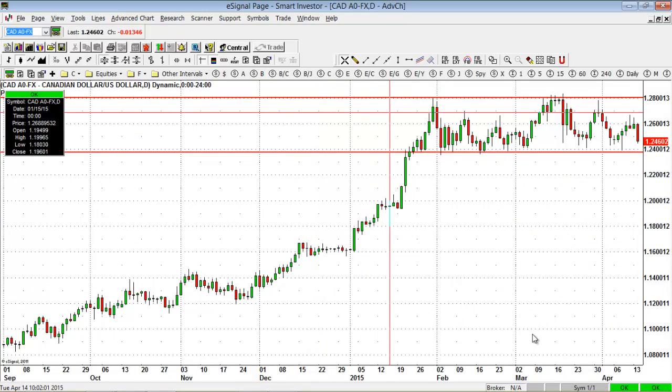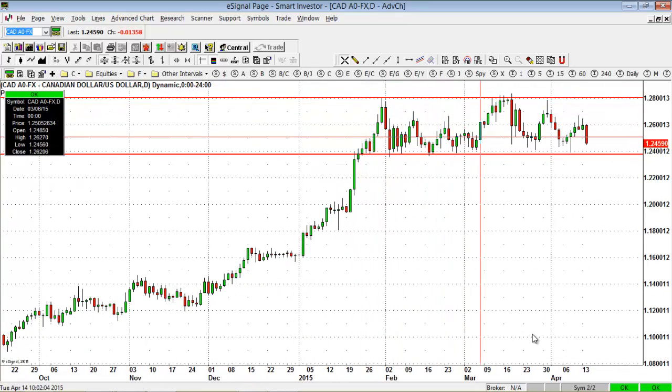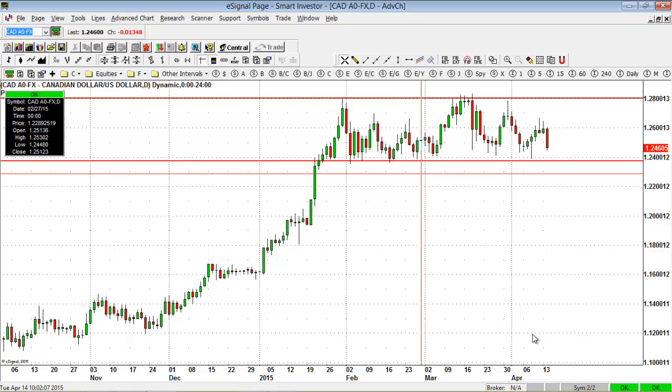Another market in a consolidation, the Canadian dollar USD. As we can see, this is not a triangular consolidation, but we're in a channel. Still a consolidation pattern. And the market looks like it wants to come down to test the 124 low that has been contained in the market over the last couple of months. Since February, we see that the market has been contained at that 124 level.